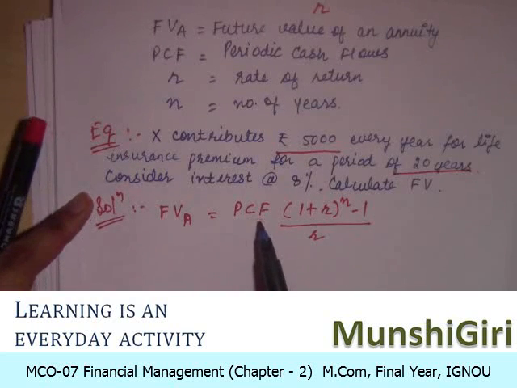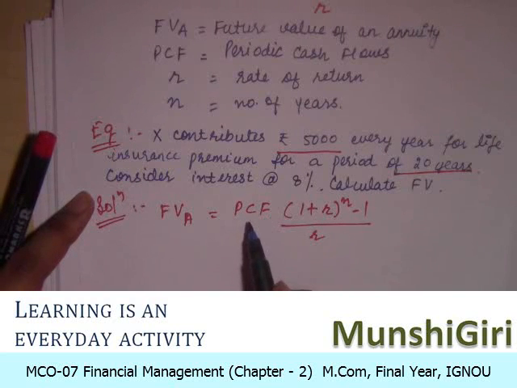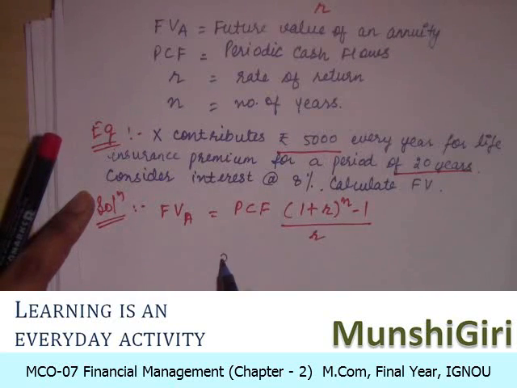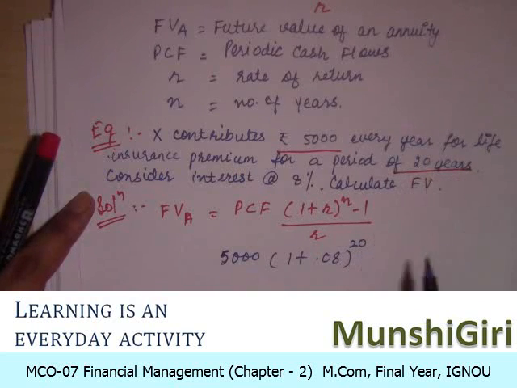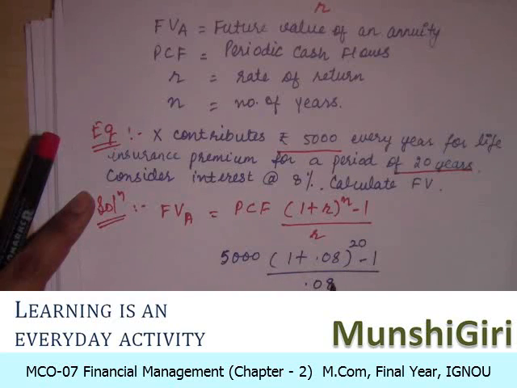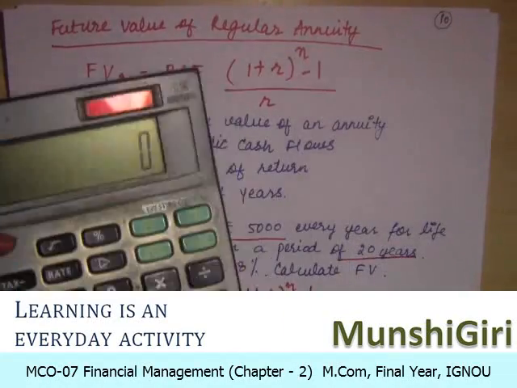What is periodic cash flows? That is the payments that we have to make regularly, that is every year, 5,000. PCF is 5,000. 1 plus rate is 8%, 0.08 to the power 20, and is the number of years, minus 1, and this is to be divided by 0.08. Okay, now let's calculate this.